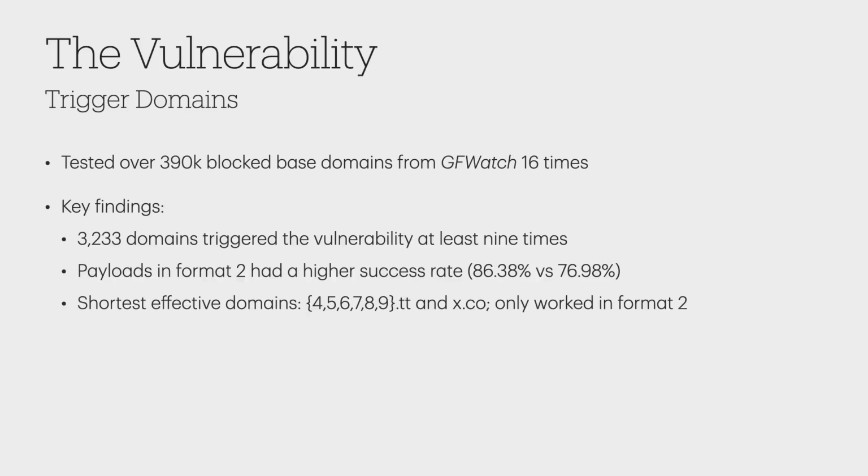Not all blocked domains could trigger this vulnerability. If a domain did not work, we won't receive any forged response. To figure out what domains could trigger Bleeding Wall, we tested over 390,000 blocked domains from GFWatch 16 times. Among all the domains, 3233 triggered the vulnerability at least 9 times. For these domains, payloads in format 2 had a higher overall success rate. The shortest domains were several 4-letter domains, and they only worked in format 2.